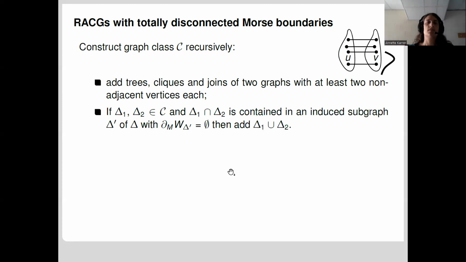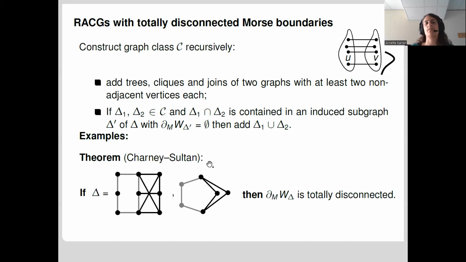And next, whenever we have two graphs and the intersection graph is contained in an induced subgraph delta prime whose corresponding right-angled Coxeter group has empty Morse boundary, then we add the union of the two graphs. Why do we do this? Because our theorem tells us that in this case the union of delta 1 and delta 2 corresponds to a right-angled Coxeter group with totally disconnected contracting boundary.